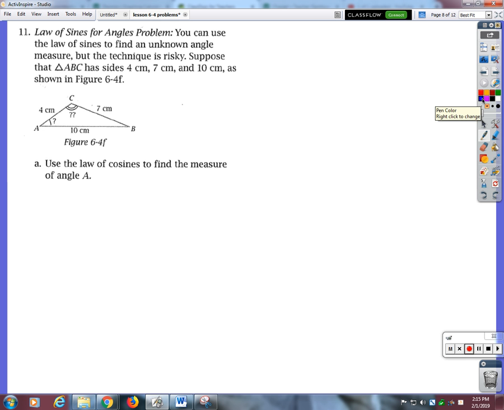All right, number 11, use the law of cosines to find the measure of angle A. Great review for the quiz that we're going to have in just a second, okay? So, angle, go ahead. What'd you say? No, not for angle A. Okay, let's do A. 7 squared. No. Just 4 and 10.